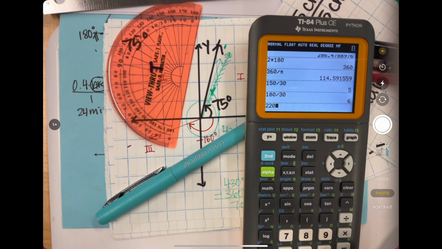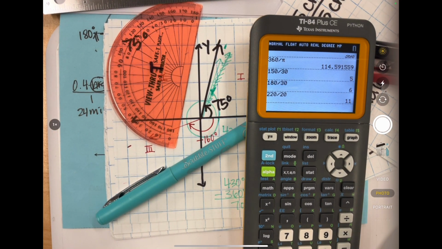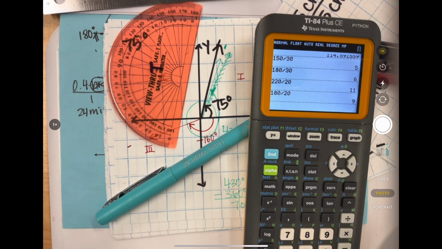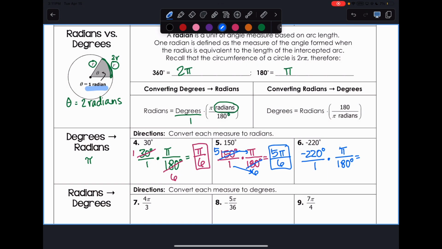220. Here you go. 220 divided by 20 gets me 11. 180 divided by the same number, 20, gets me 9. So it is going to be negative 11 over 9. So it's negative 11 pi over 9. See how pi's are all in our answers for this one? Yeah. If you see pi, it's in radians.